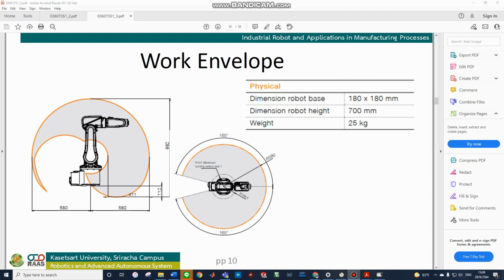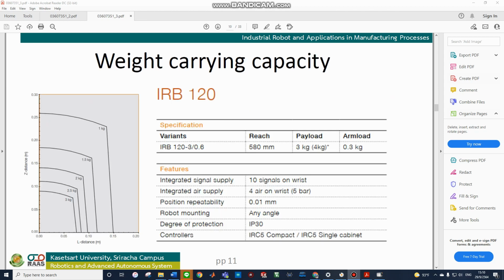The physical dimensions: robot base is 150 multiply 150 millimeters. The height is 700 millimeters. The weight is 25 kilogram.